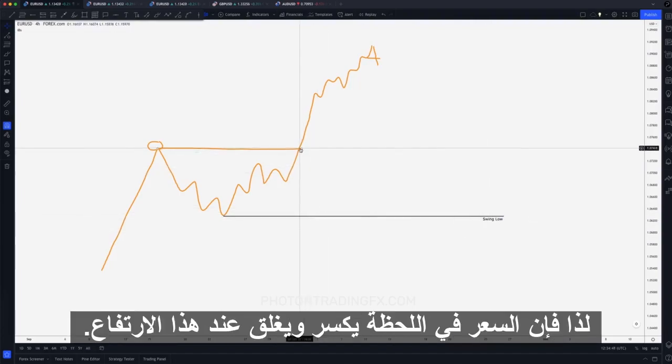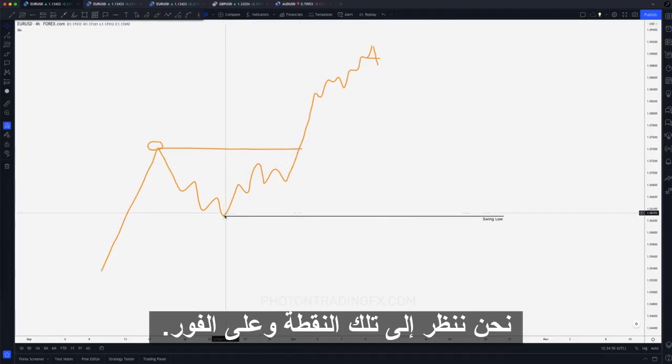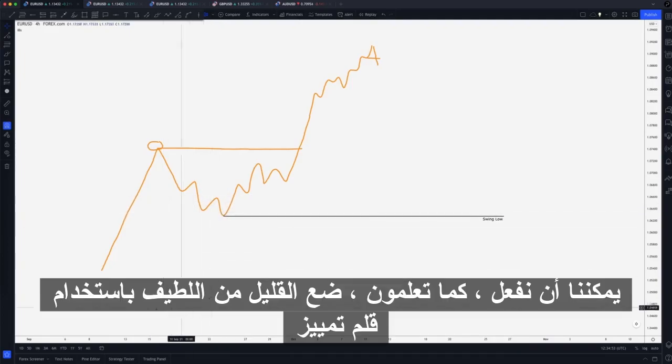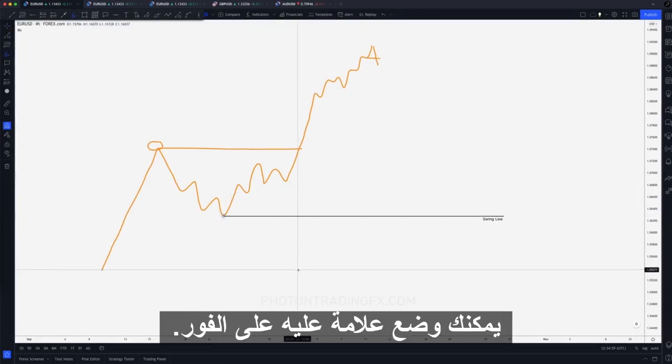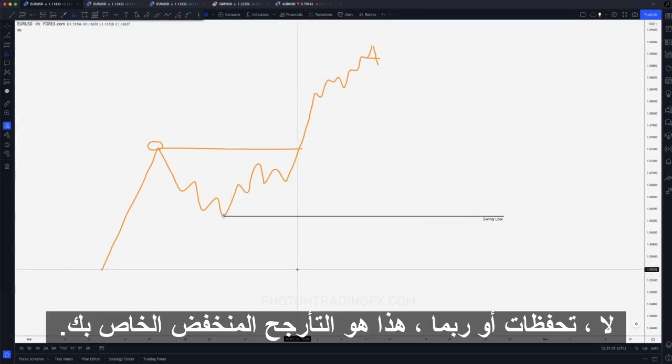So the moment price breaks and closes above this high, we look back for the lowest point, and straight away we can put a nice little highlighter on it. This is something I do in the live market just to make it nice and clear where my swing points are. Boom, you can mark it straight away. That is your swing low. No ifs, buts, and maybes. This is your swing low.